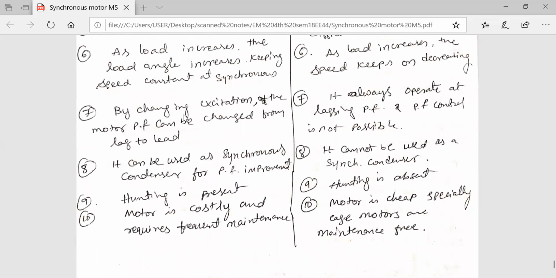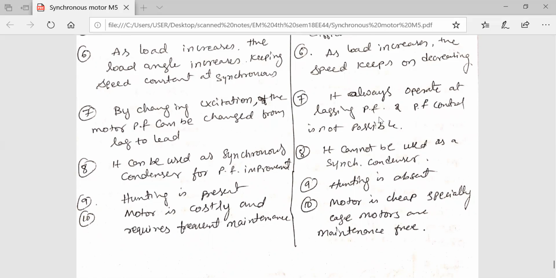Okay, and by changing the excitation of the motor, the power factor can be changed from lagging to leading. So that is one of the advantages of the synchronous motor. In the case of the induction motor, it always operates at a lagging power factor. So the power factor cannot be controlled, and it cannot be improved in this case. If you want to improve the power factor of an induction motor, again you require a synchronous motor or some capacitor. An additional device is required to improve the power factor.